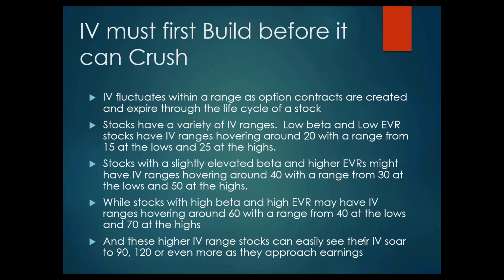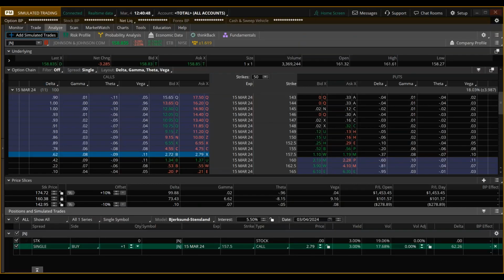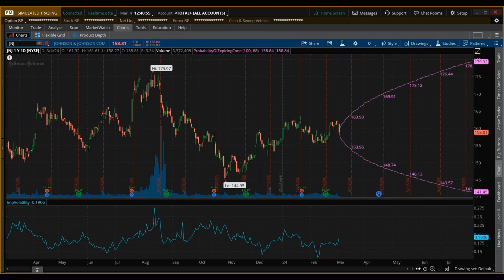IV fluctuates within a range as option contracts are created. Let's jump back over to, let's do a different stock. Let's do something that's got a higher EVR.